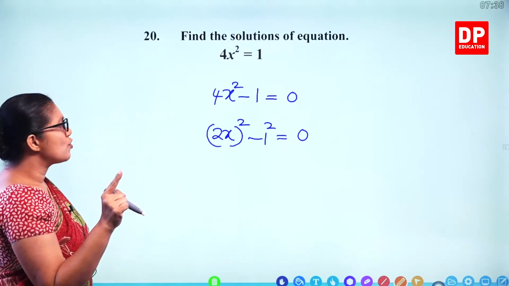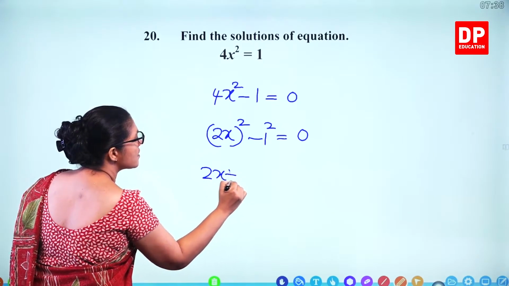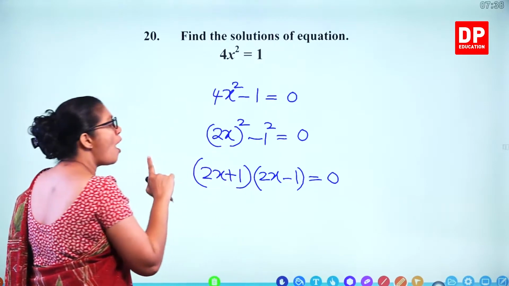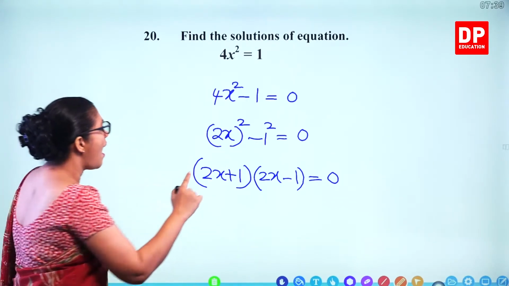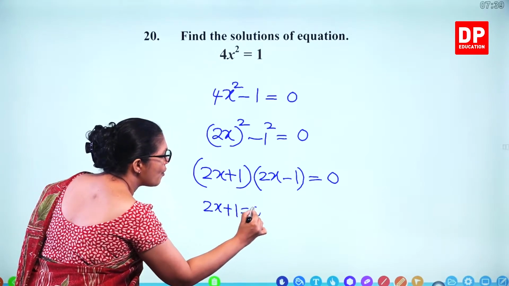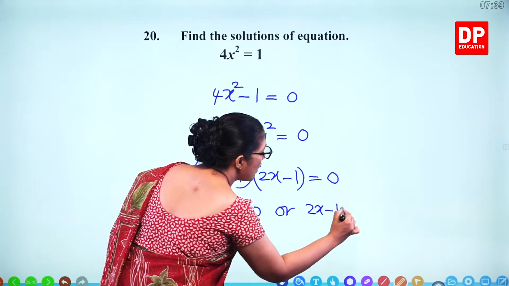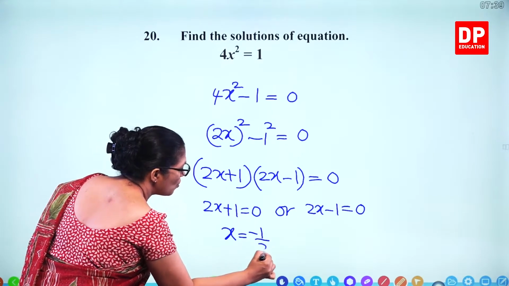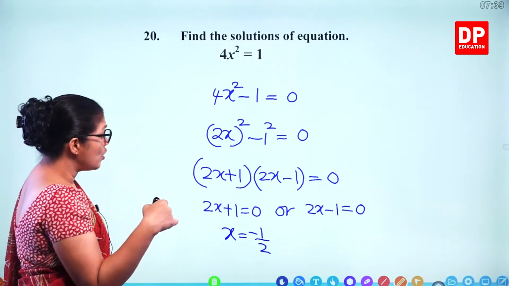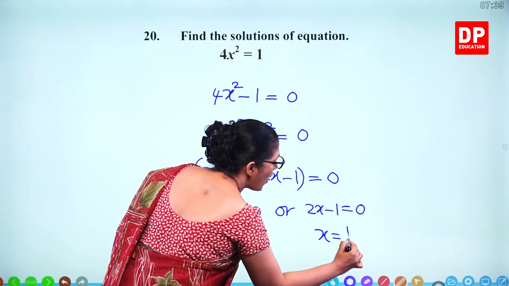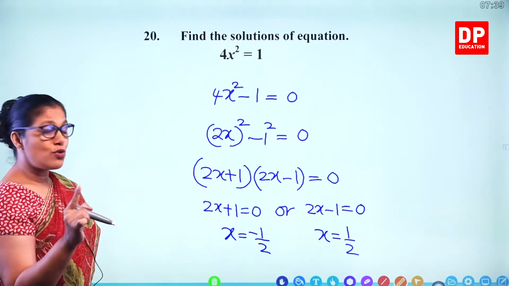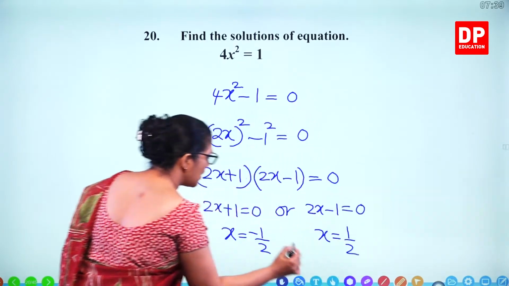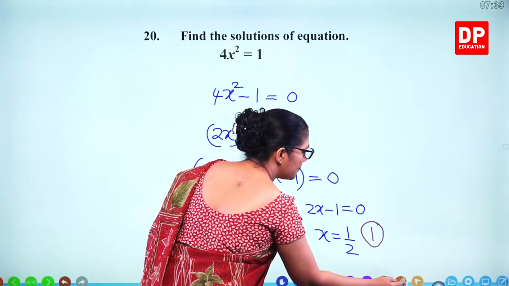So what is difference between two square terms? First term plus the second term and first term minus second term is equal to 0. The product is equal to 0 means either 2x plus 1 is equal to 0 or 2x minus 1 equals 0. So what is x? x becomes -1 over 2. Take 1 to the other side and divide by 2. Or x becomes 1 over 2. So you get two solutions, -half and +half. So you get 2 marks for that. 1 mark and 1 mark here.